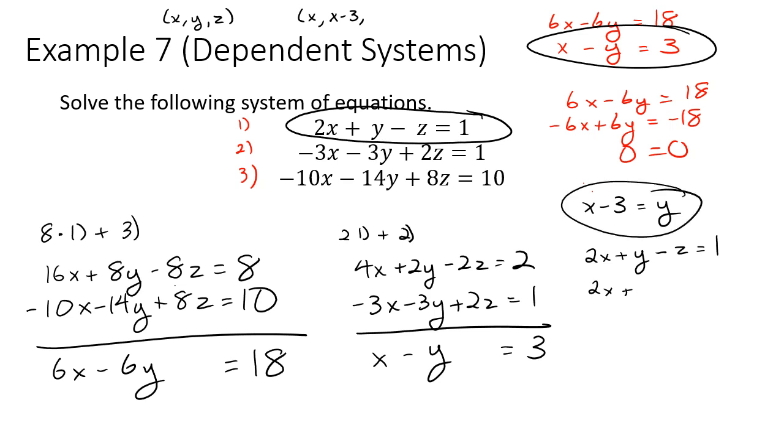But y, we know, is x minus 3. And then I'm going to subtract the 1 over to the left and add the z over to the right. So this is going to be a 2x plus x, or a 3x, minus 3 minus 1, so a minus 4, is equal to z. And so z would be 3x minus 4.